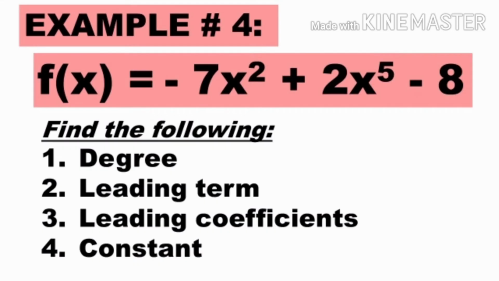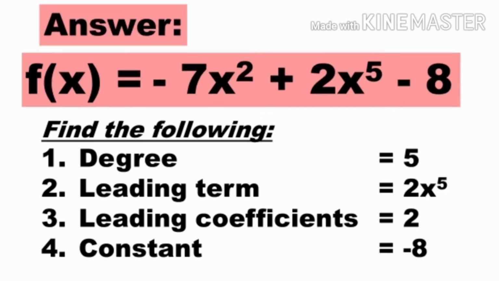Okay, to find the degree, pipiliin lang natin kung saan dyan or alin dyan sa mga terms na yan ang may pinakamataas na exponent. And that is, pinakamataas na exponent ay 5. So, therefore, ang degree is 5.